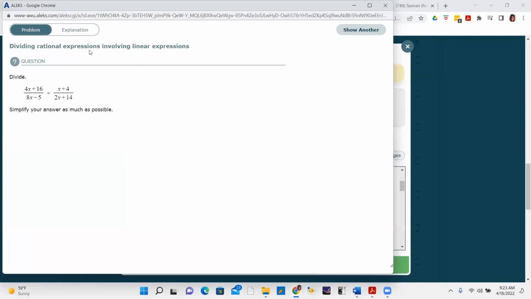So the next ones involve dividing. And again, just like with fractions, when we divide, you're going to flip the second one and multiply. And we know how to multiply. You're going to factor anything and cancel the like factors. So you want to flip the second fraction and multiply.